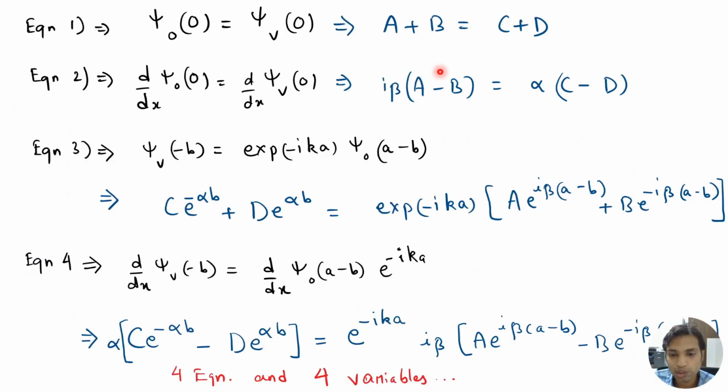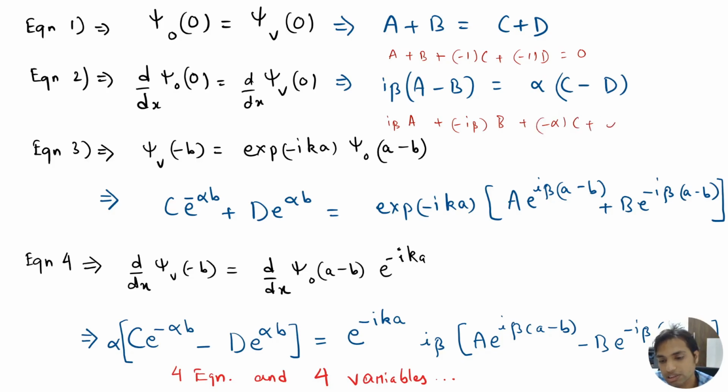Okay, so what you can write this as, this a, b, c and d, I will just give one example. This a, b, c, d you can write as a plus b minus plus minus 1 c plus minus 1 d is equal to 0, right? This you can write as i beta a plus minus i beta b plus minus alpha c plus alpha d equal to 0. So this is equation 1, equation 2.